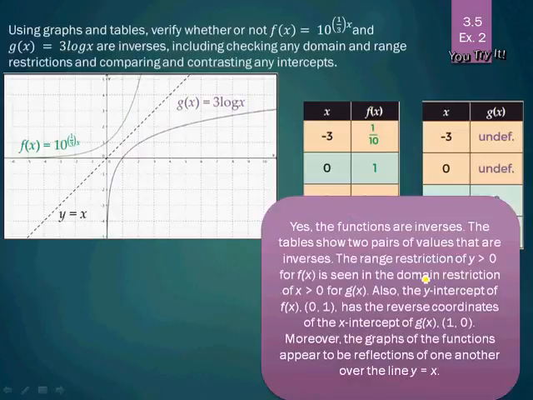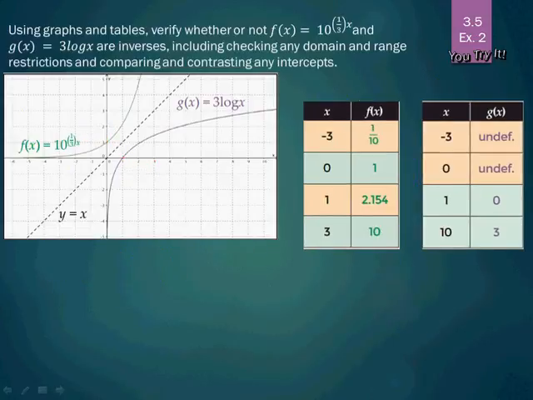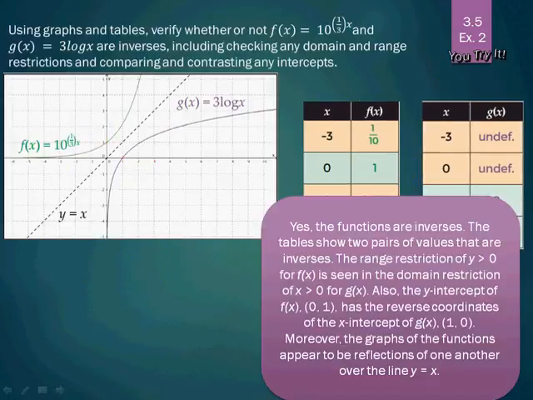So our final answer will be yes, the functions are inverses. The tables show two pairs of values that are inverses. So we can say that these are inverse functions. Our answer is yes, the functions are inverses. The tables show two pairs of values that are inverses.